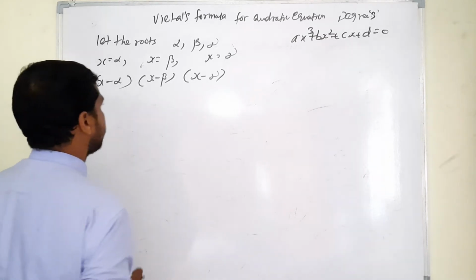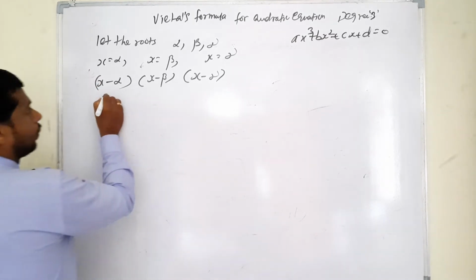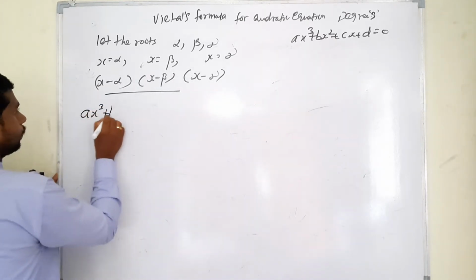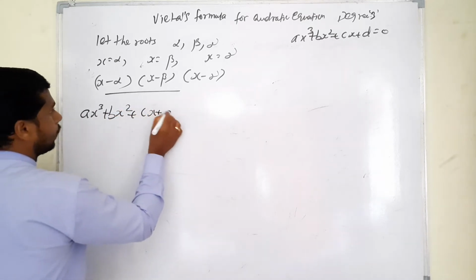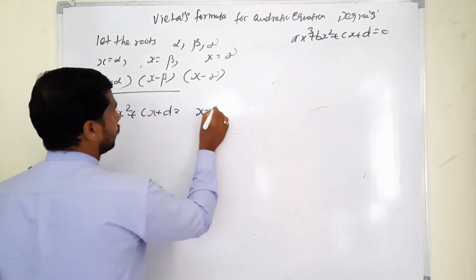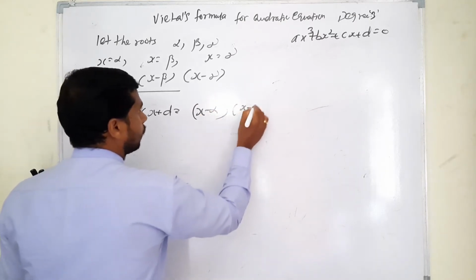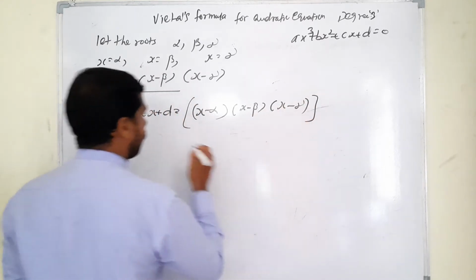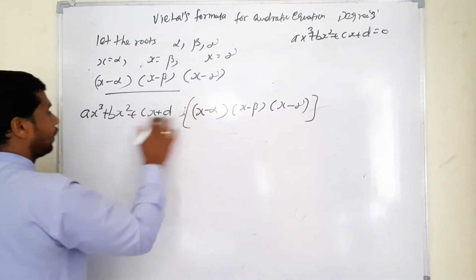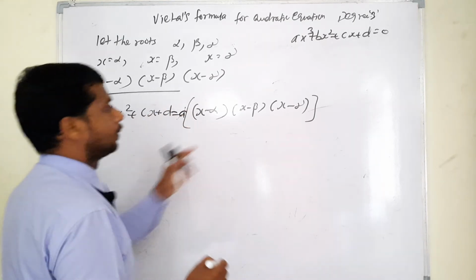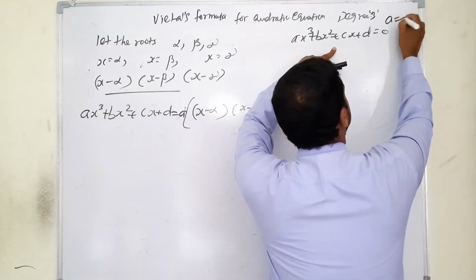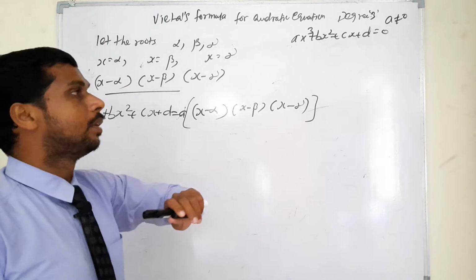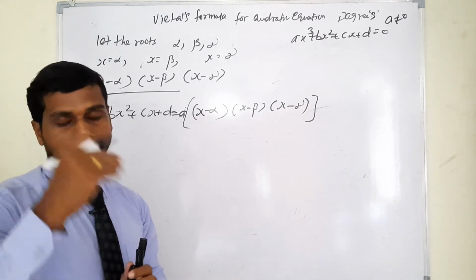So what will happen? ax cube plus bx square plus cx plus d is equal to a times x minus alpha, x minus beta, then x minus gamma. Outside, we are considering the common leading coefficient. Always one condition is there: the leading coefficient a is not equal to 0. I think I forgot this in the first concept, so you should remember it. The leading coefficient is a number, a letter, whatever the letter.